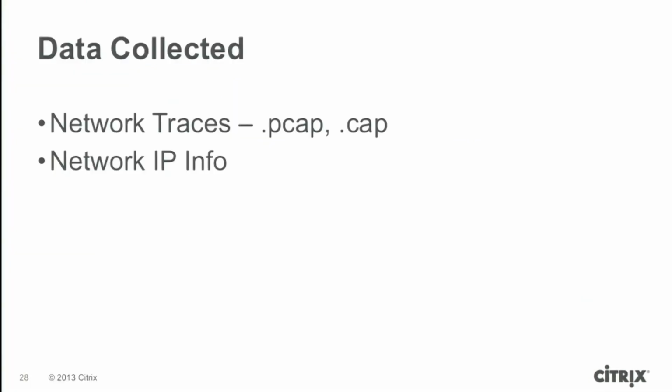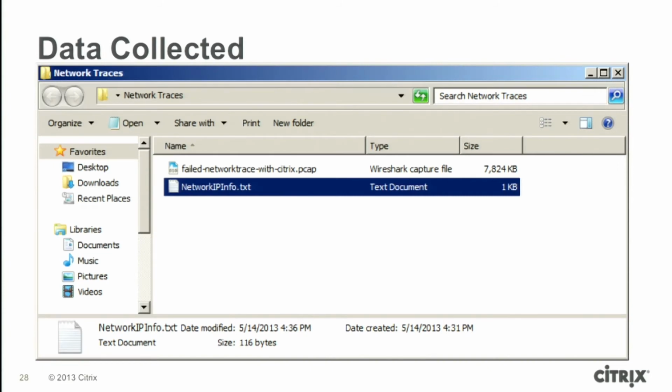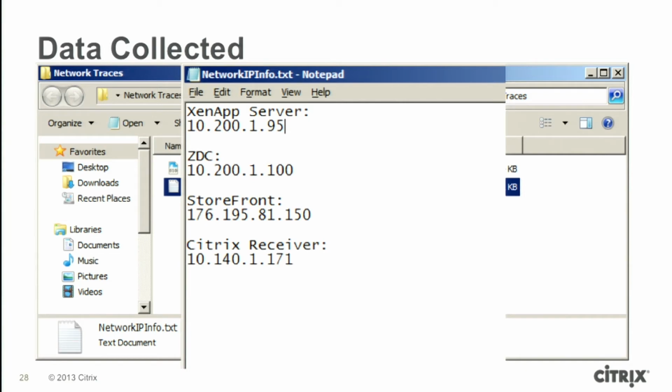Okay, so to summarize the data collected in this session, for network problems, you want to get the network trace, PCAP or CAP, and you want to get the IP information, the network IP information, especially of the most critical components.